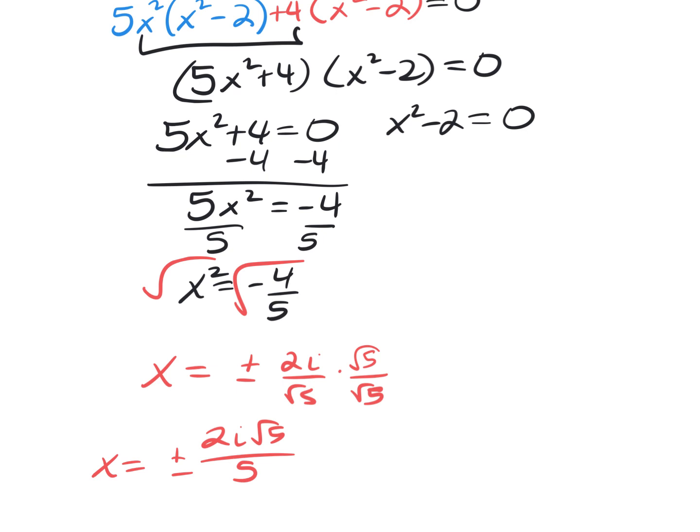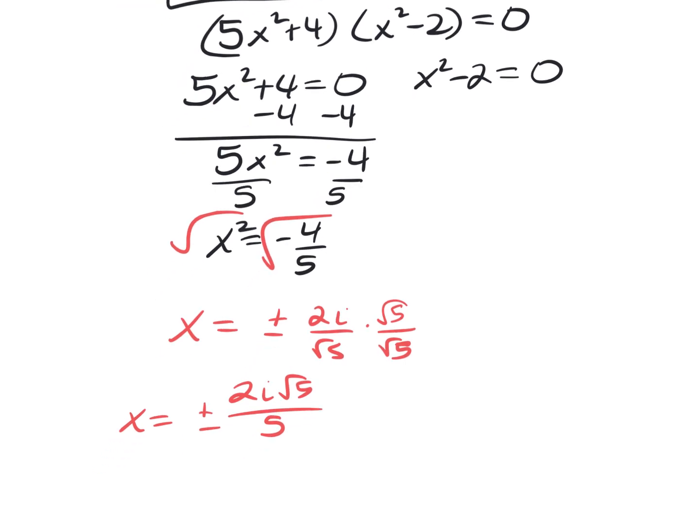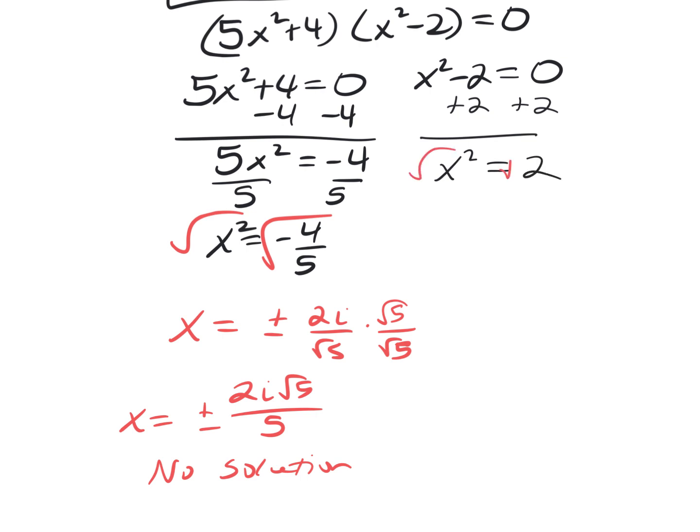But as soon as you got the i here, this part is not going to give you any answer. However, the other one will. So we got to keep going on the other factor. So I'll add 2. X squared equals 2. Square root both sides. And x is equal to positive and negative square root 2.